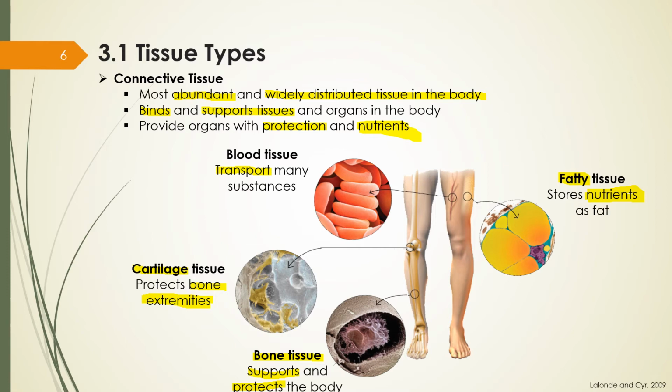So here we have 4 examples of connective tissue with different functions. Connective tissue has a lot of functions, so it depends on which type of connective tissue you're talking about. For example, blood has the function of transportation, cartilage, the protection of bone, specifically bone extremities. The bone tissue has the function of supporting and protecting the body, and the fat tissue stores the nutrients, okay?